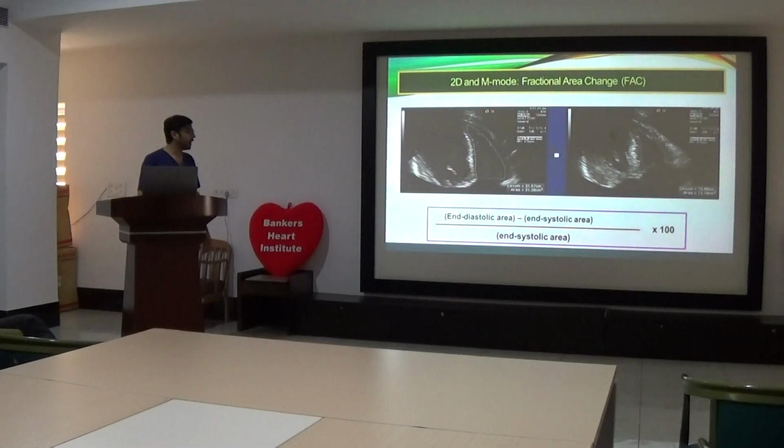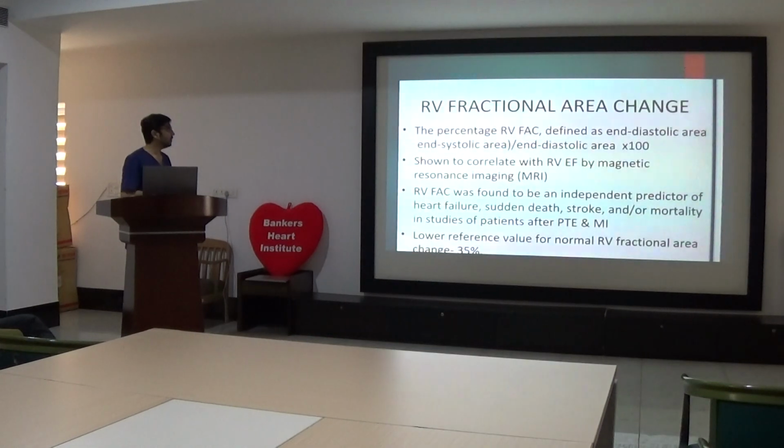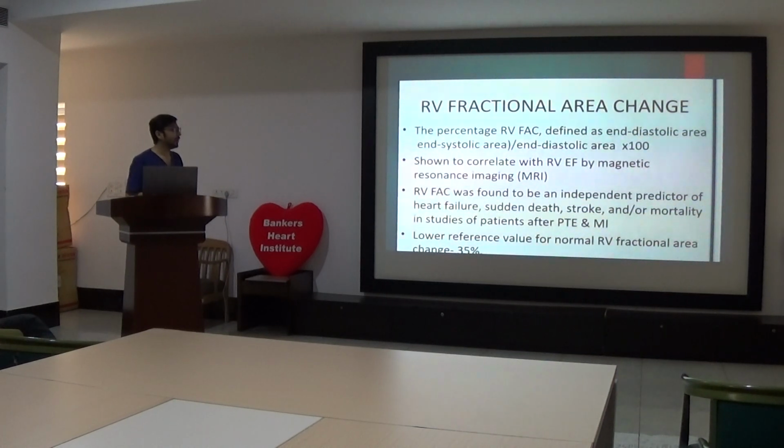So end diastolic area minus the end systolic area, divided by end diastolic area, multiplied by 100. It gives the fractional area change of the right ventricle. So the percentage of RV fractional area change is defined as end diastolic minus end systolic, divided by end diastolic, times 100.